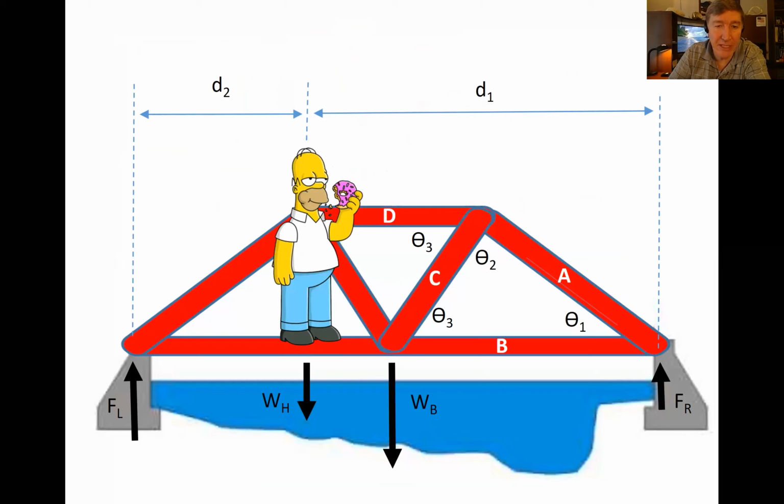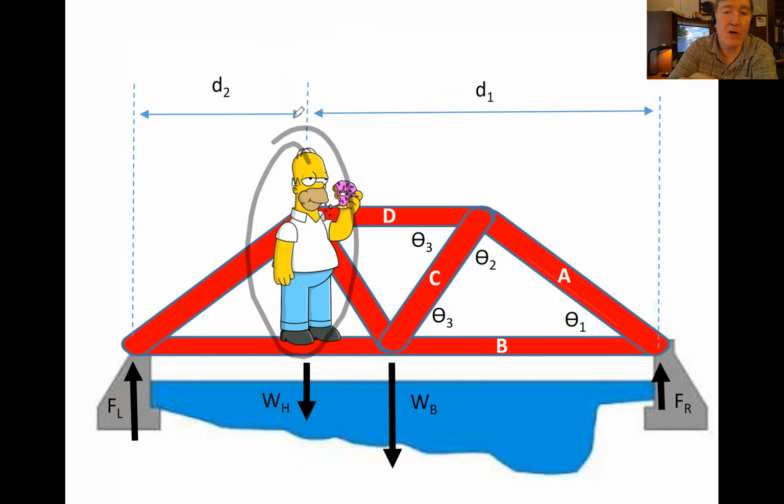So this picture that you see here is a little bit more representative of what a real world bridge would look like. And you can see that the live load here, which is Homer, is not necessarily in the center. He could be over here, he could be over here. In fact, what's really going to happen is he's going to walk across.